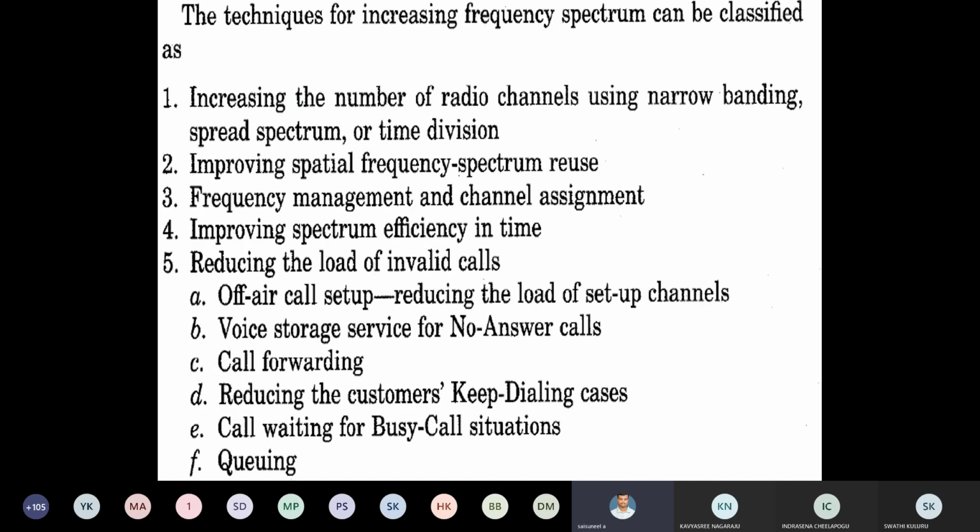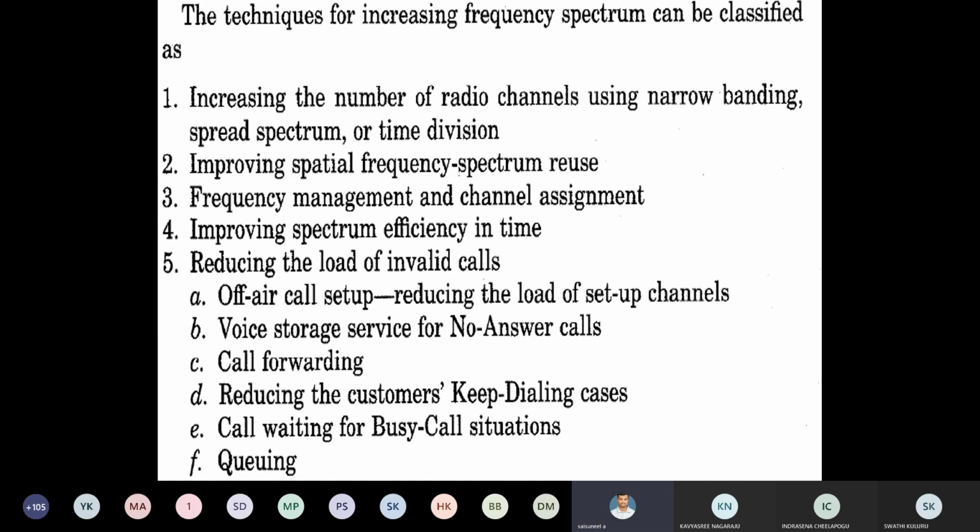Right. This slide shows how to increase the frequency spectrum utilization. The first one is increasing the number of radio channels using narrow banding, spread spectrum or time division. You know the concept of wide banding and narrow banding.